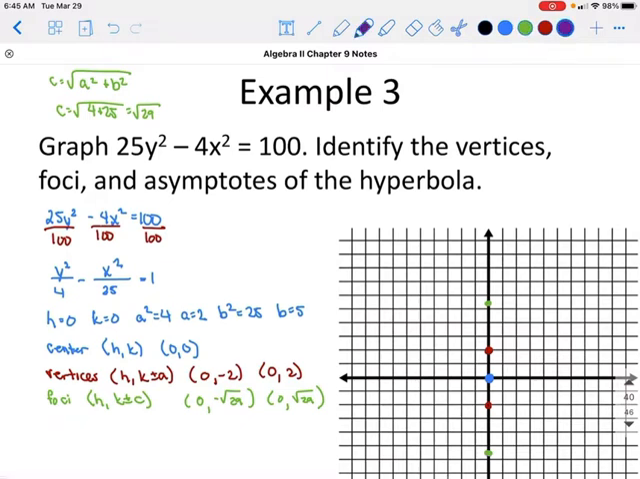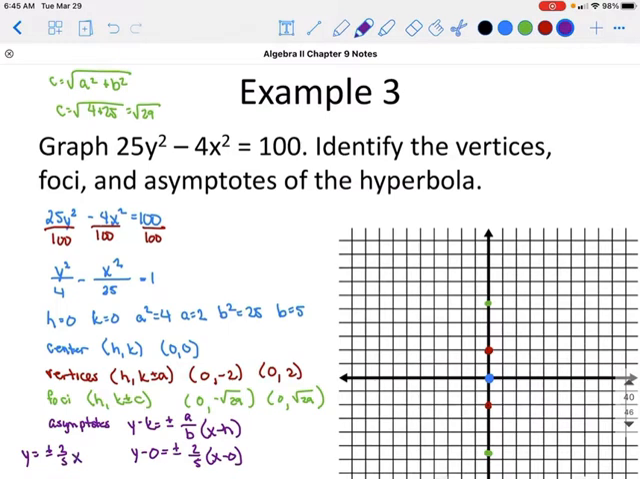Next, we need to find our asymptotes. And because it is the y first, it's going to be y minus k is equal to plus or minus. Because the y comes first, it is going to be a over b times x minus h. So y minus 0 is equal to plus or minus 2 over 5 times x minus 0, or y is just equal to plus or minus 2/5 x.